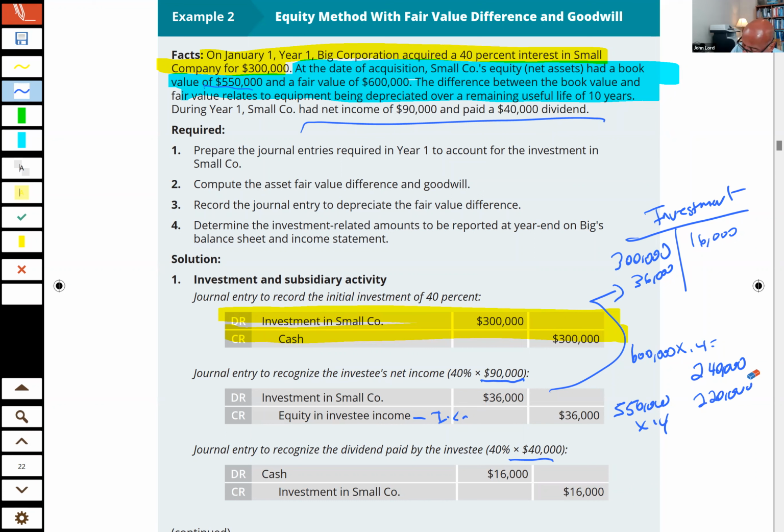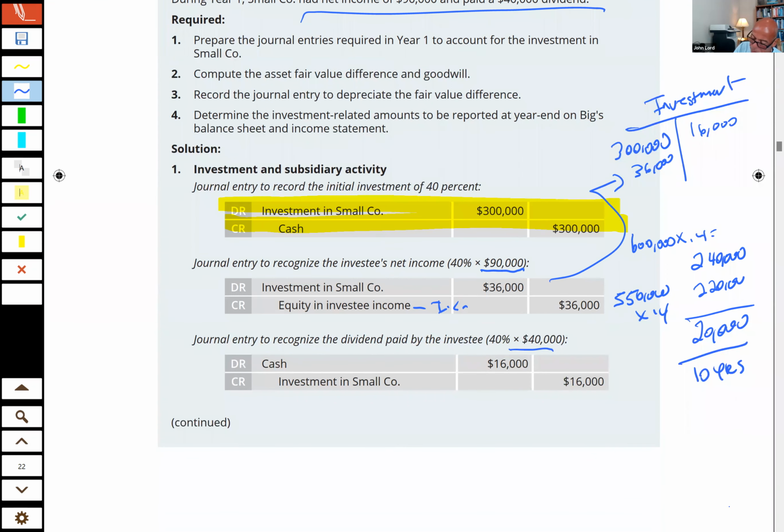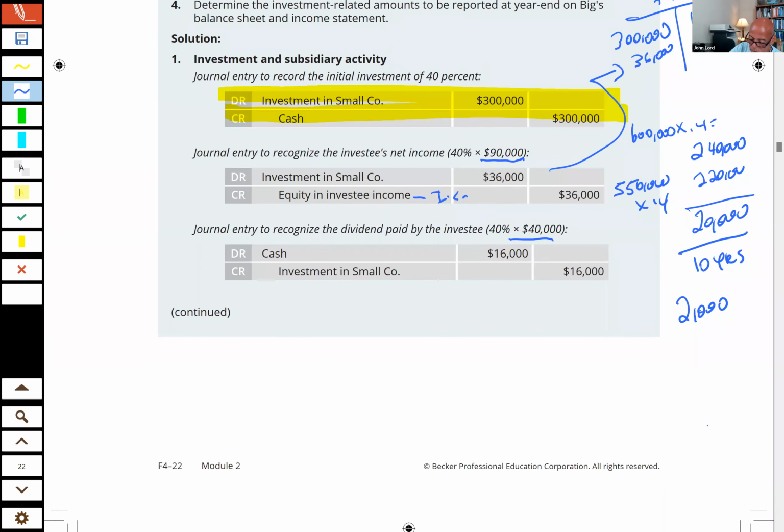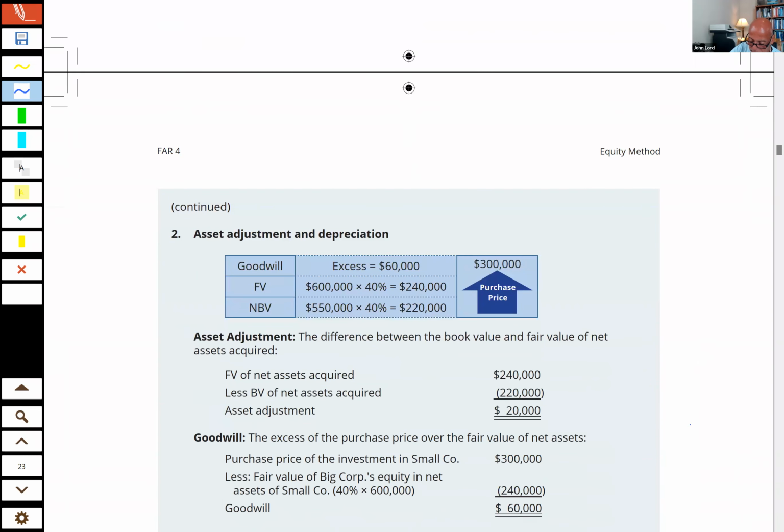So that means, I think I put an extra zero. That means that there was a $20,000 difference between the book value of the assets and the fair value of the assets that I acquired. Well, I have to amortize that difference because they tell me that that 20,000 was for an asset being depreciated over what? 10 years. So I divide that by the 10 years. And that gives me a difference of what? A difference of $2,000.